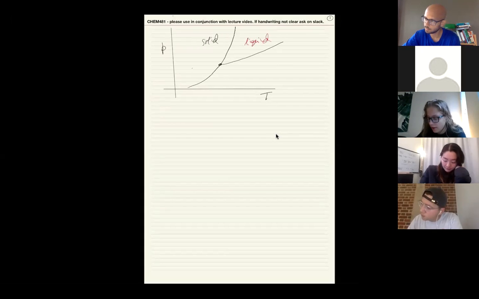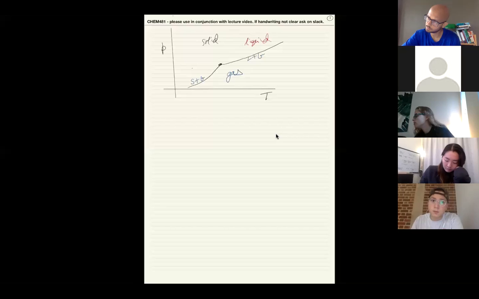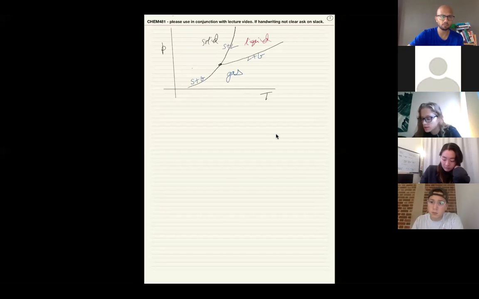this over here is the gas phase. And this in the middle is solid plus gas, this is liquid plus gas, and this is solid plus liquid. So those are our coexistence regions.